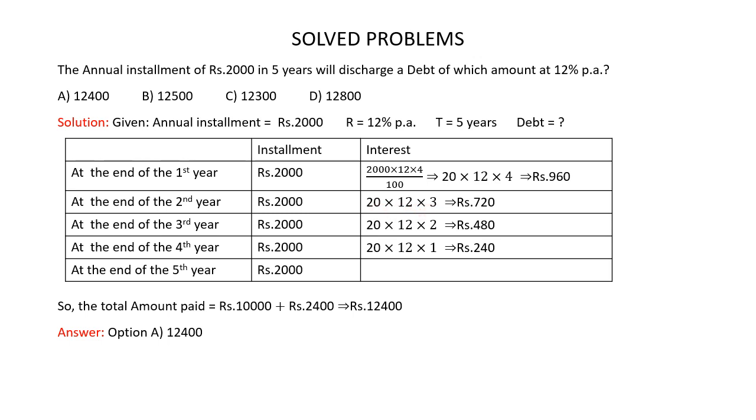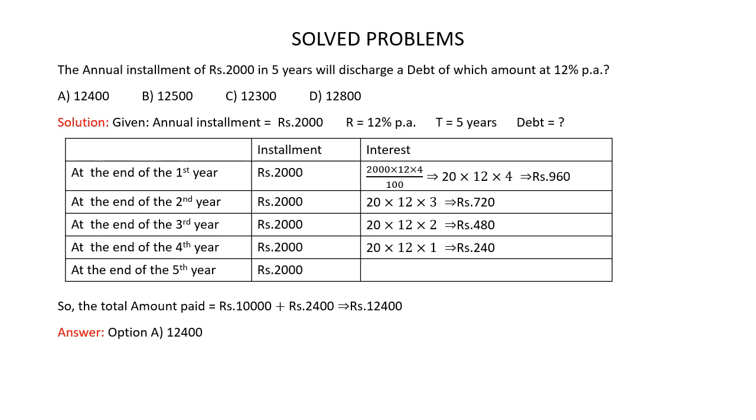3 because payment has to be made for 3 more years. So 20 multiplied by 12 multiplied by 3 is rupees 720. Now at the end of the third year, installment is rupees 2,000. Interest is 20 multiplied by 12 multiplied by 2, 2 because payment still has to be made for 2 more years. 20 multiplied by 12 multiplied by 2 is rupees 480.